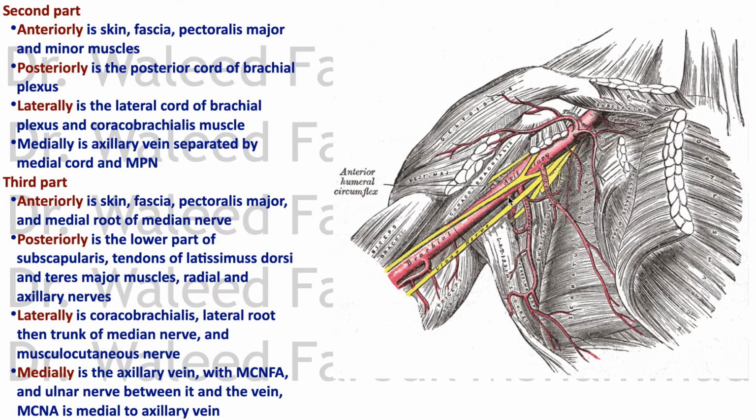Now lower down, the medial cord will disappear, and these medial relations will be replaced by the medial cutaneous nerve of forearm and the ulnar nerve. Now the third part, anteriorly also skin, fascia, pectoralis major, and the medial root of median nerve.